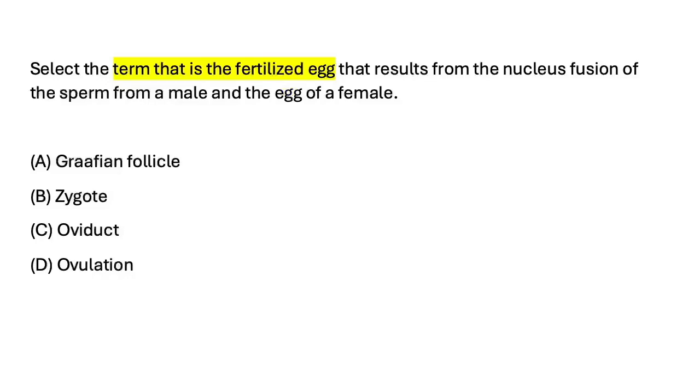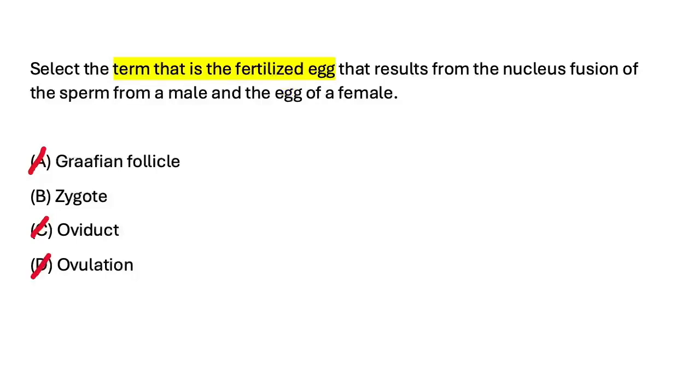We can begin by eliminating the incorrect options, starting with option A. Graafian follicle would not be the best choice here. Although it sounds scientific, it's only naming the ovarian structure which releases the egg. This is not referring to a fertilized cell. Next, we can eliminate option C, oviduct. An oviduct is the fallopian tube which carries the egg. It is an anatomical location, not the fertilized product.